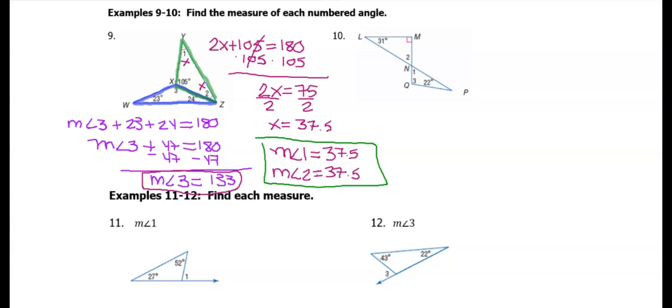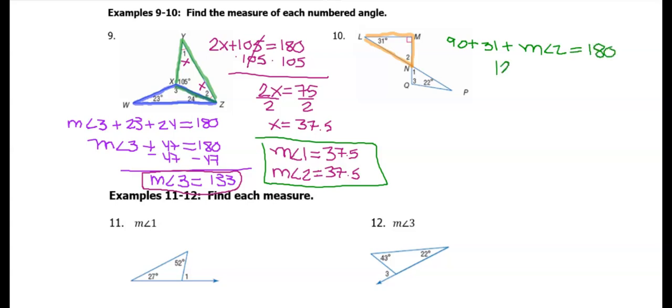Over here on number 10, I can go ahead and start with the top triangle because I can see I have a right angle up in that top corner. So you always have to have at least 2 angle measures known, or know that they are congruent, to begin a problem. And I have 2 angle measures. I have the 90 plus the 31 plus the measure of angle 2 equals 180 degrees.